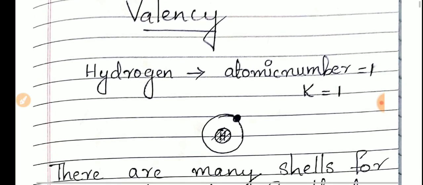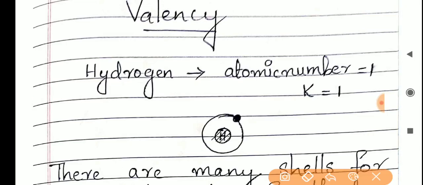We know that an atom contains one nucleus and some shells. For each shell there is a naming provided, like K, L, M, N, etc. For hydrogen, since its atomic number is 1, hydrogen has only one shell, that is the K shell. So there is one nucleus, and there is one shell around the nucleus, the K shell. The K shell contains only one electron.